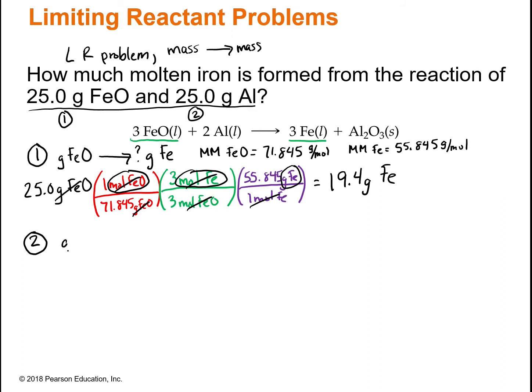Our second problem is still mass to mass. We've got grams of aluminum, and we're trying to figure out how many grams of iron. We still need molar masses here. The molar mass for aluminum, you get directly from the periodic table, and I will simply rewrite the molar mass of iron here.